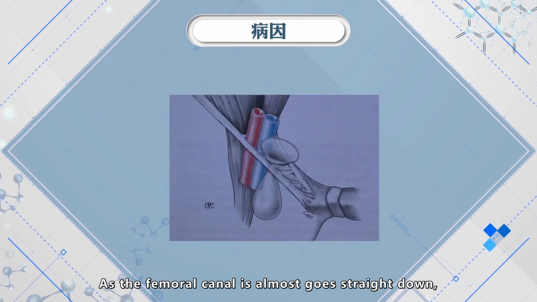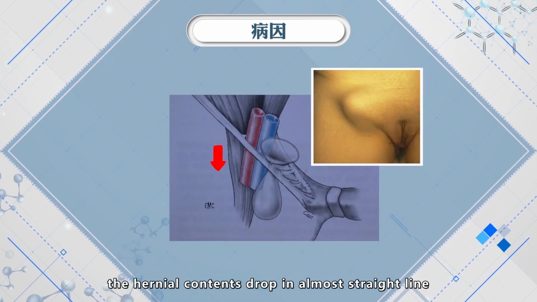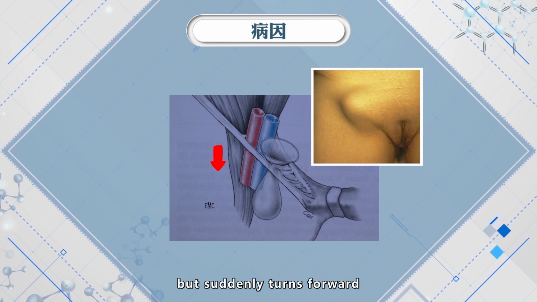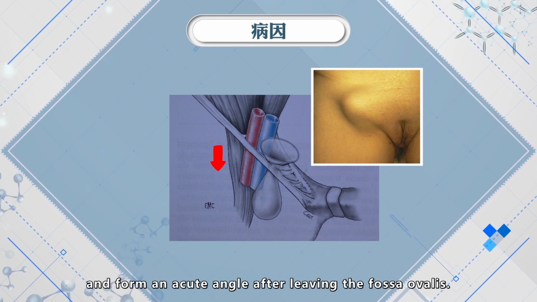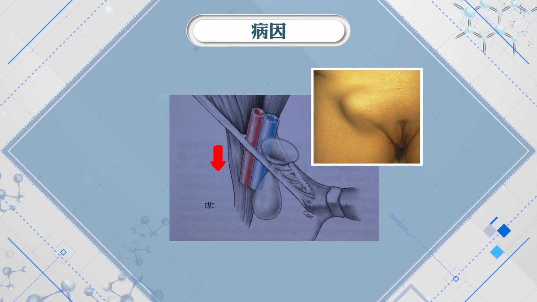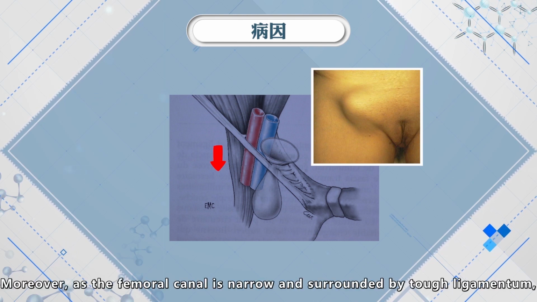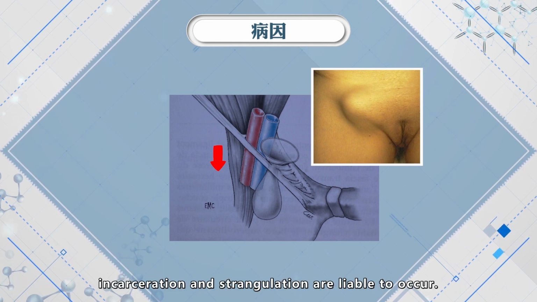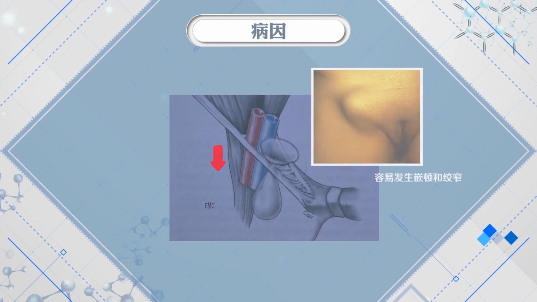As the femoral canal almost goes straight down, the hernia contents drop in almost a straight line, but suddenly turn forward at an acute angle after leaving the fossa ovalis. Moreover, as the femoral canal is narrow and surrounded by tough ligamentous tissue, incarceration and strangulation are liable to occur.